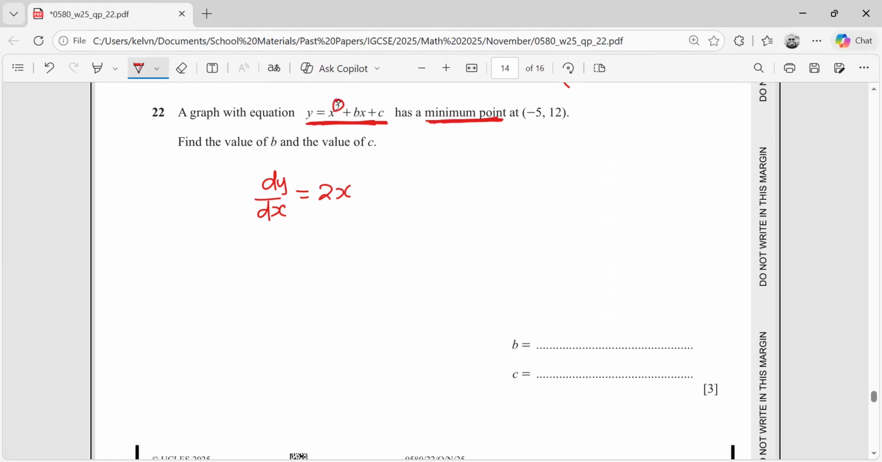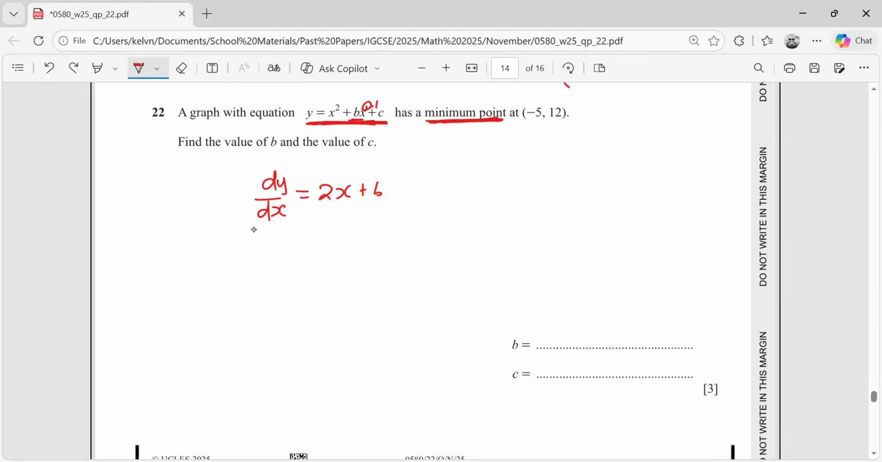You subtract 1 from the power. Before you subtract, you multiply whatever you have here with the power. For bx, we only have 1 here, since there's no number there, that means it's 1. Then we subtract, so it's basically going to be x to the power 1, which can be written as x. You're only going to be left with b, because this 1 times b is just b. If you subtract 1, it's x to the power 0, which is the same as 1. And the derivative of a constant, c is a constant, is basically 0.